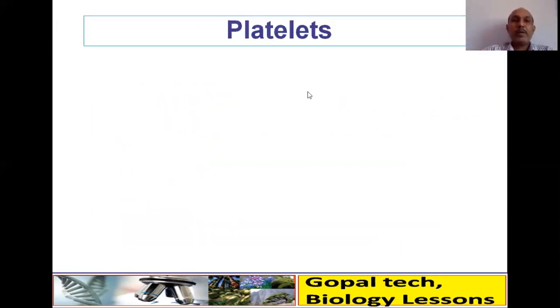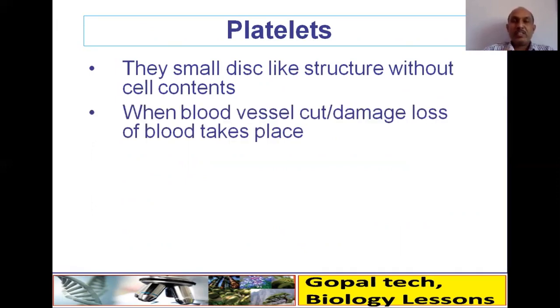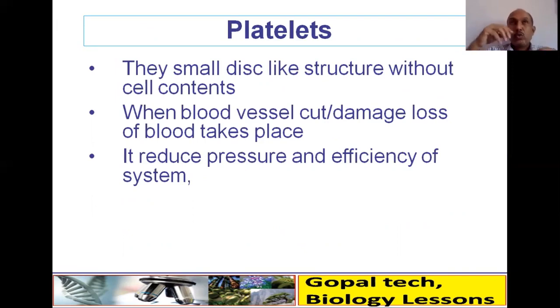The third component is platelets. They are small disc-like structures without any cell content, nothing inside. When blood vessels are cut or damaged, loss of blood takes place. So bleeding happens. You must have seen it when there is damage or a cut. So how long does it take? Within 2-3 minutes it will clot. So who will do that? Platelets. It reduces the pressure and efficiency of a system when there is a damage.